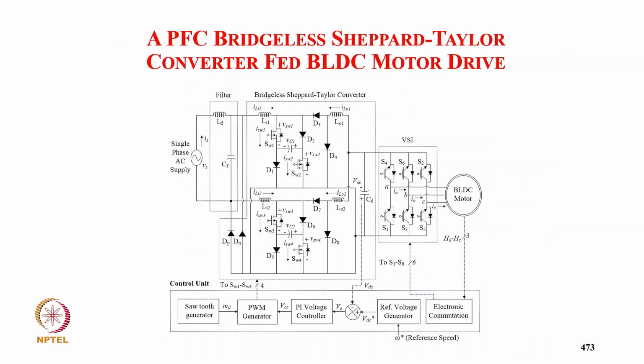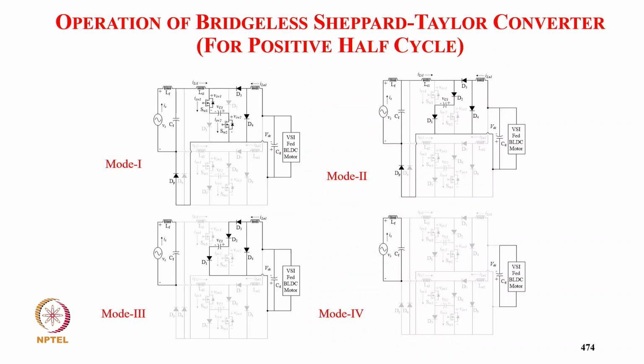So coming to the Shepard-Taylor bridgeless converter, where we have typically two switches, and we don't sense supply voltage, we sense DC link voltage on the speed control, and we have electronics component design. So these are the three modes for positive, negative half cycle.